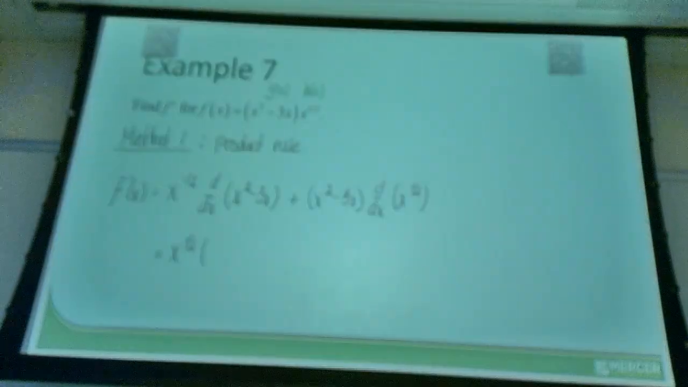What is the derivative of x squared minus 3x? 2x minus 3. What is the derivative of x to the 1/2? 1/2 x to the negative 1/2. That is unacceptable because that is not simplified. Simplify it.